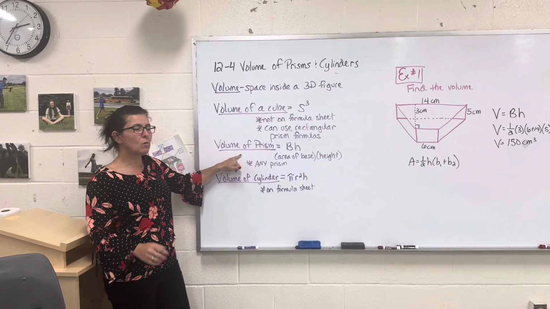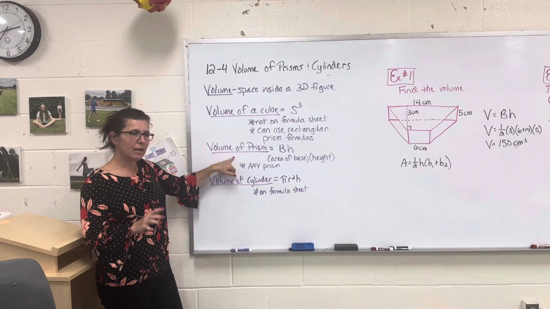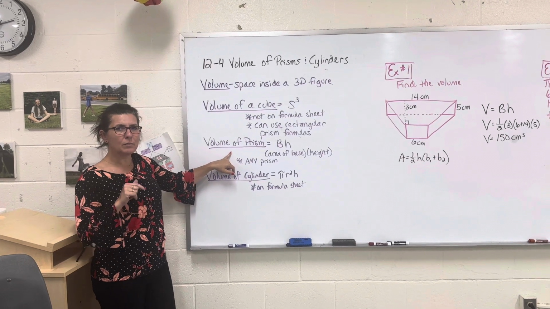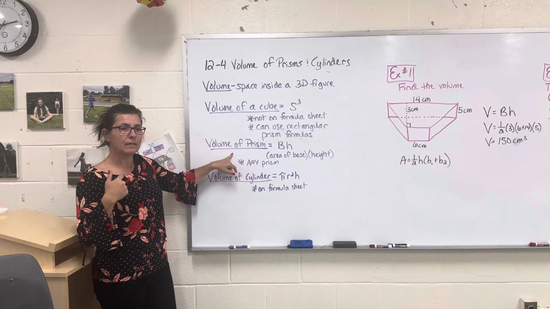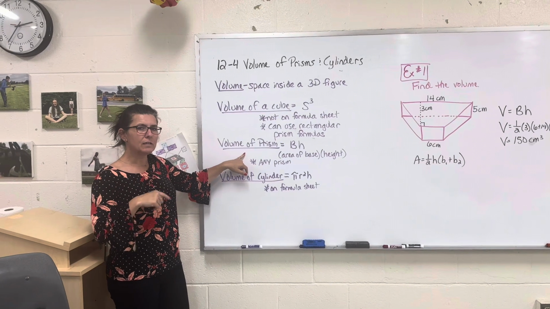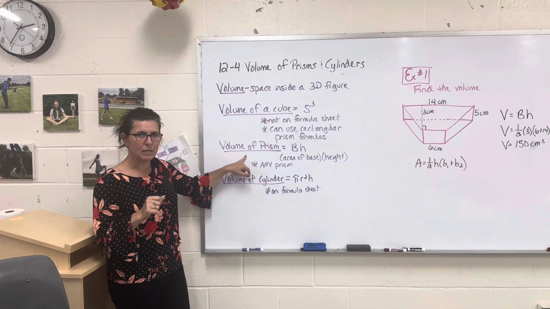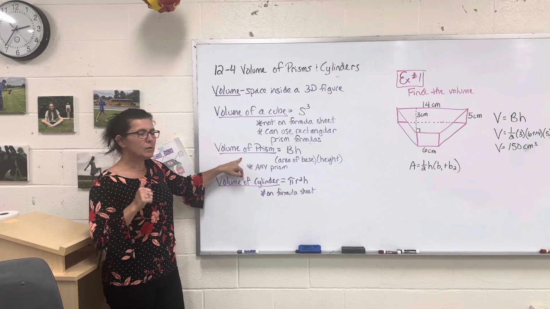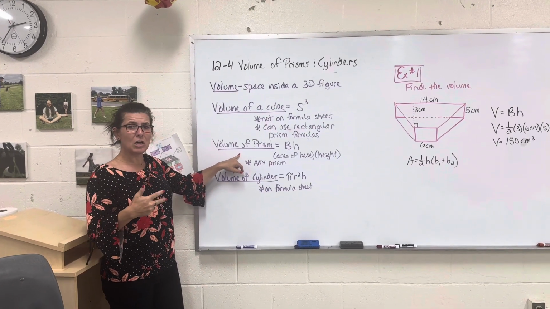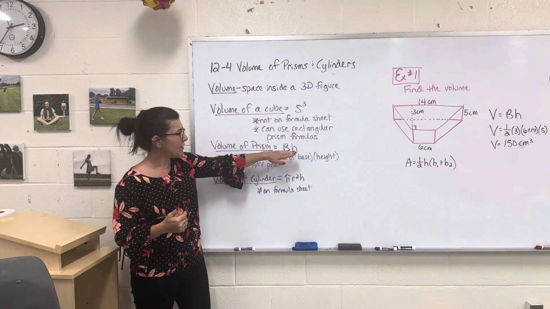Volume of prisms, this will work for any prism. And this is on your formula sheet, the same place where you found your surface area and lateral area of any prism. It does look like a triangular prism on your formula sheet, but it will work for any prism. So it could be a triangular prism or an octagonal prism or a hexagonal prism. As long as it's a prism, this will work.